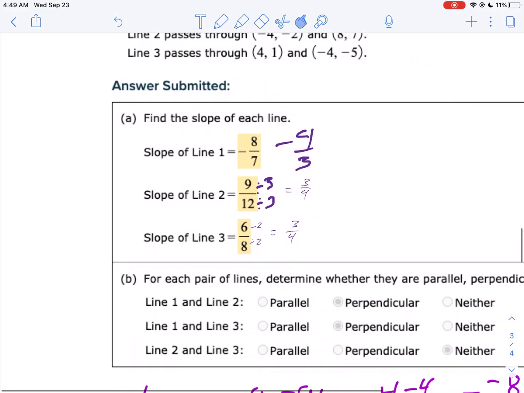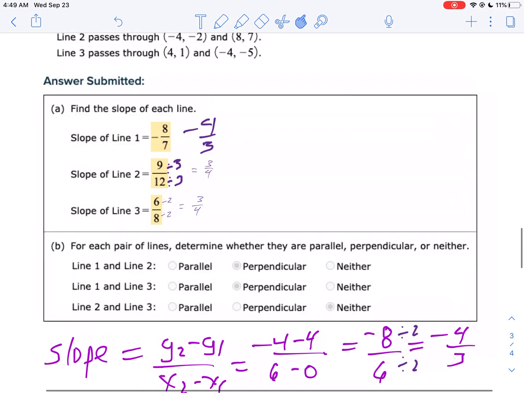Now that you got those correct, let's take a look at what's going on here. Between line 1 and line 2, your slope is -4 over 3 and 3 over 4. They're negative reciprocals, so they are indeed perpendicular. Not the way you did it, but they are indeed perpendicular now that we corrected it. Between 1 and 3, they are also perpendicular. And finally, between 2 and 3, notice they're the same. If you reduce that, then you would have seen they are the same, so they're parallel.